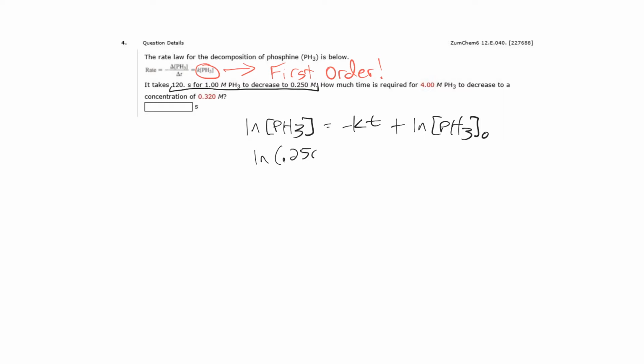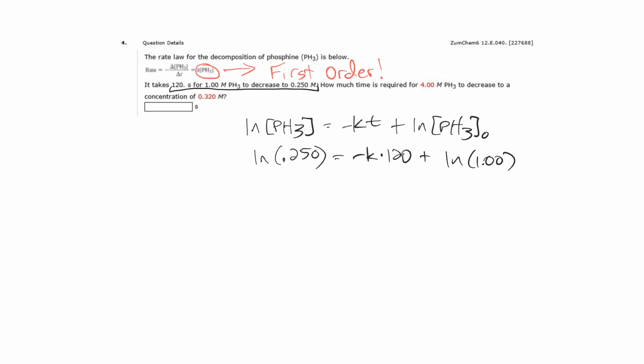At the time they observed, the concentration was 0.25. That was after 100 seconds. Oops, 1 second here. That's negative K times 100 plus the initial concentration, natural log of the initial concentration, which was 1. Here we have an equation that we can work with.